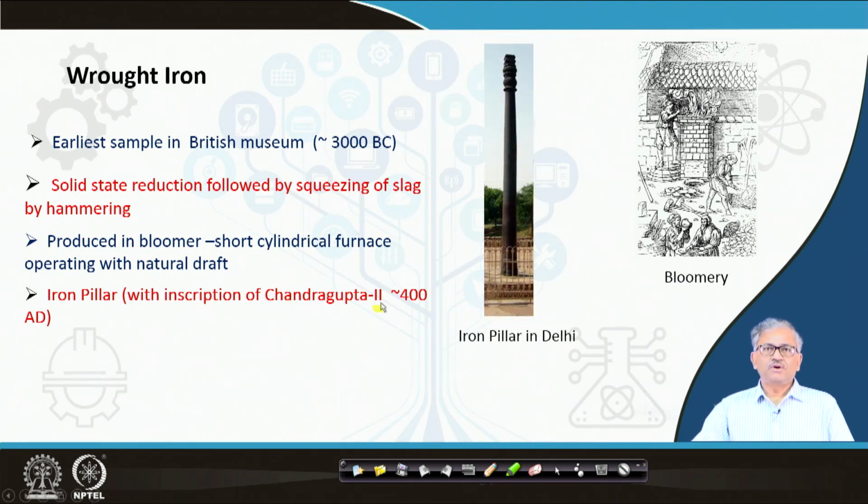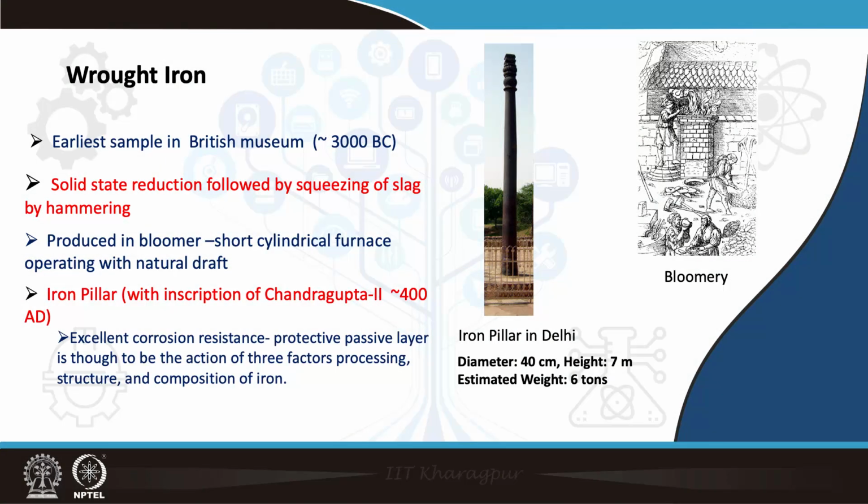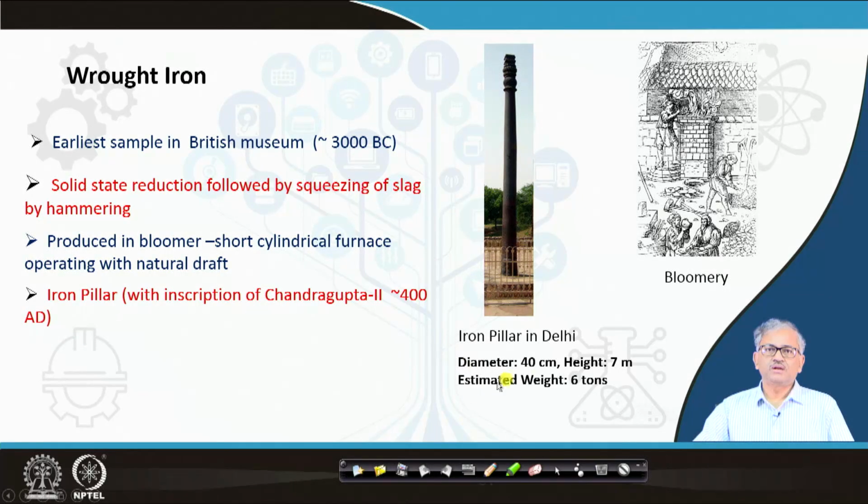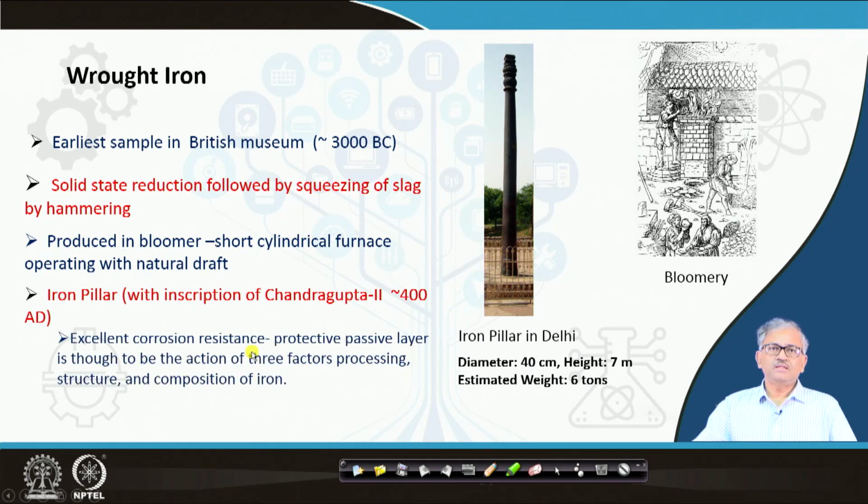So, you can find this iron pillar in Delhi; its diameter is around 40 centimeters, height around 7 meters, and estimated weight around 6 tons. Okay, by density you can calculate that. And the most marvelous, very fascinating thing about this iron is that it has been standing for more than 1500 years, but you cannot find any rusting. That is the most interesting thing.